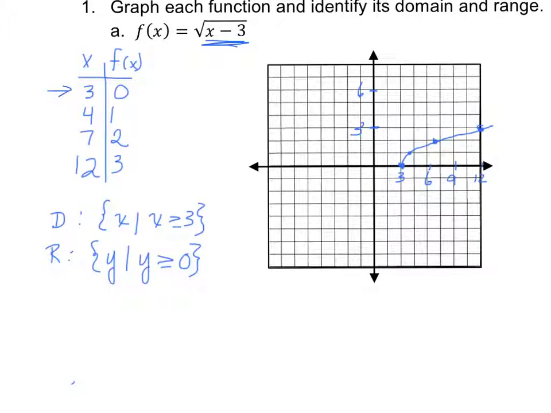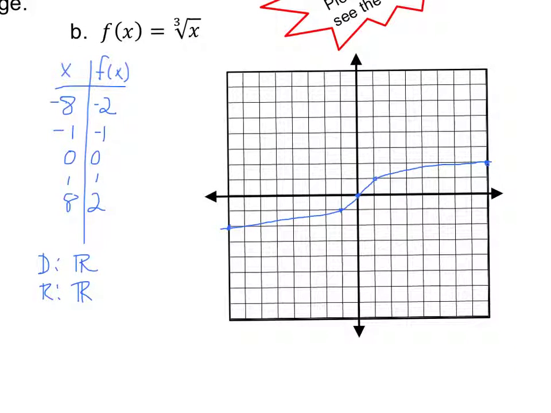Okay, so I'd like you then to move on to b. When we look at b, f of x equals the cube root of x. To make things easy for plotting without a calculator, I would use my x values as perfect cubes. So I have -8, -1, 0, 1, and 8. And when I plot that, I can see the curve that I get. And I can see that the domain is going to be the set of all real numbers, and the range will also be the set of all real numbers.